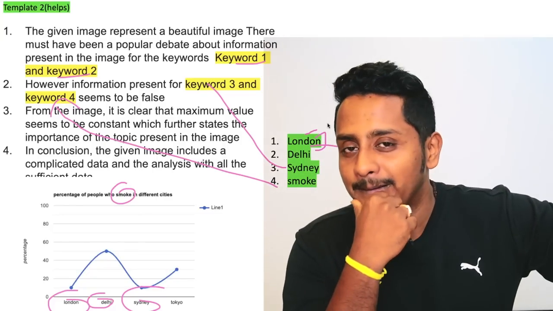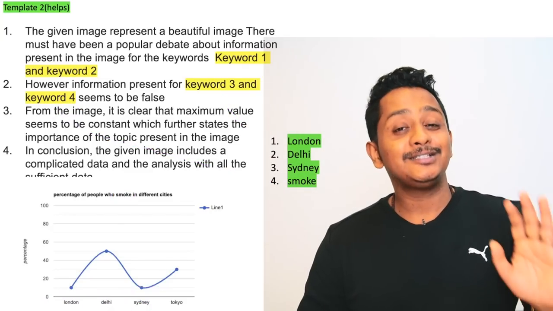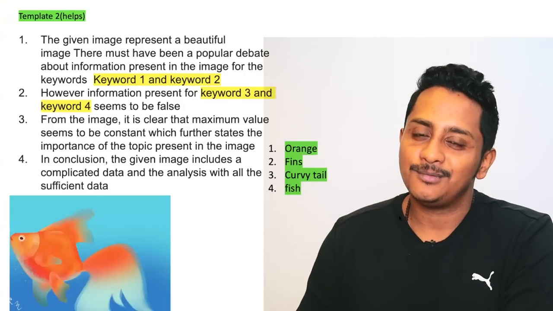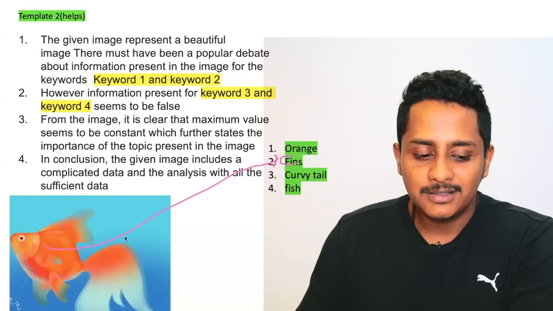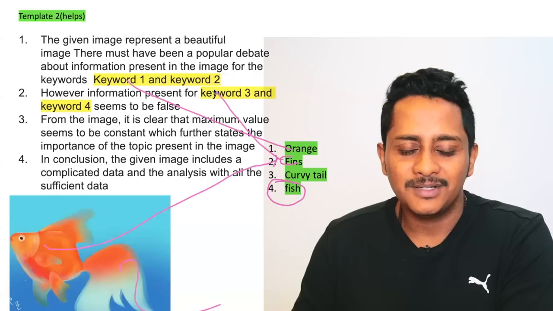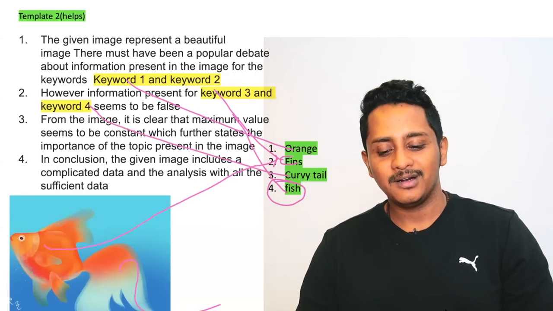How about the software? Think about it. I'll not be able to tell more, but yes, this is a low priority module. Also know that it hardly contributes 10 marks and not more than that. If a fish picture comes, then I'm going to use orange, fins, curvy tail, fish. Or anything, just put orange and fins in keyword 1, keyword 2, curvy tail and fish in keyword 3, keyword 4, done and dusted.